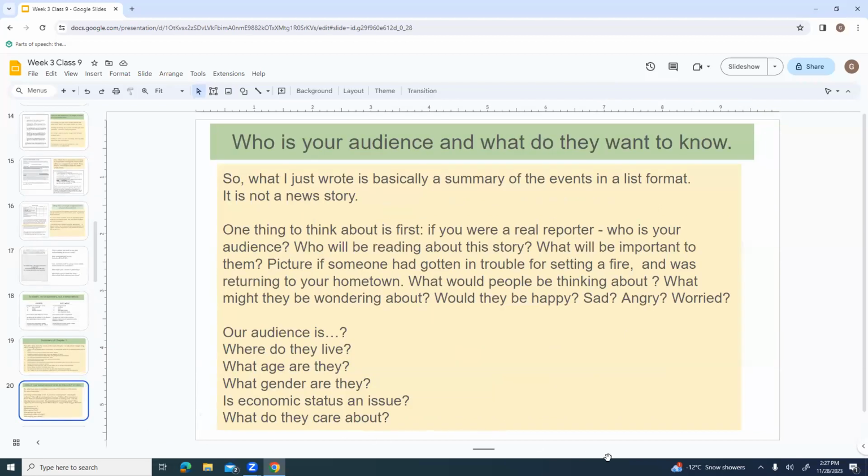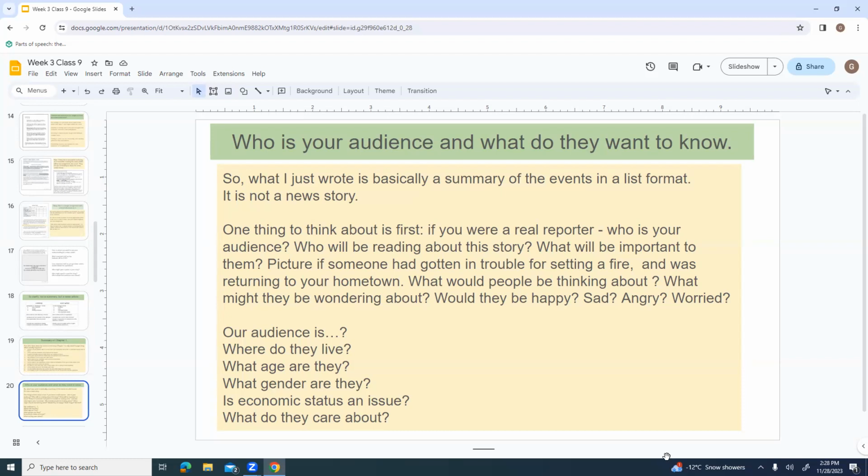Okay, so first of all, what I just wrote is basically a summary of the events in a list format. It's not a news story, okay? So what you write will not sound like that. The main thing to think about with a news story is that news stories are written for people to read. People are literally paying money to read those stories.